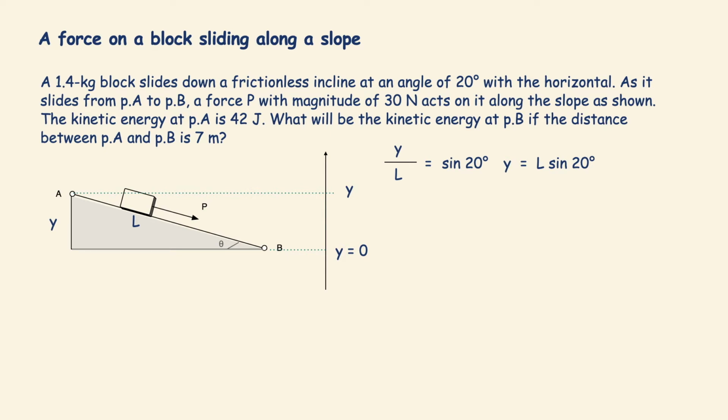So here I have a choice. I can keep the expression as is with symbols for now, or I can actually plug in the numerical value for L and see that the block starts at location A at about 2.39414 meters.